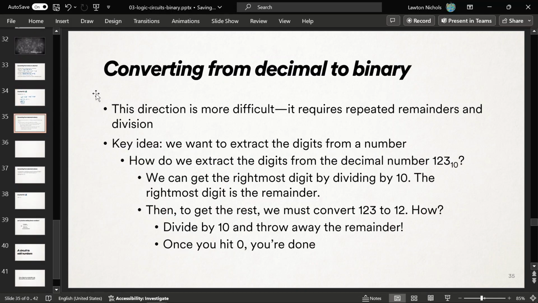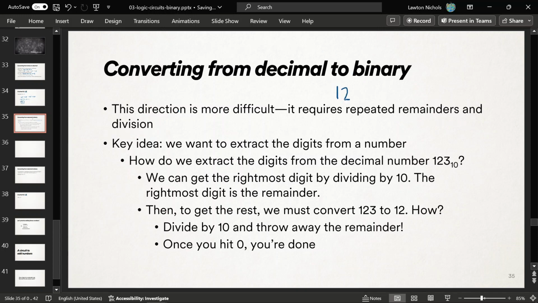So I need to teach you the other way now, and it will take some more thought. All right, so let's go. Let's say I give you a decimal number, and I have you convert it to binary. That's the backwards process. Okay, this is more difficult. It requires you to repeatedly take remainders as well as divide. All right, it's going to look a little ugly. It's a little unfortunate.